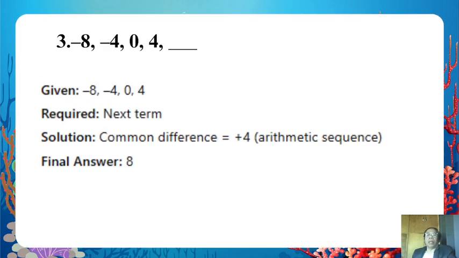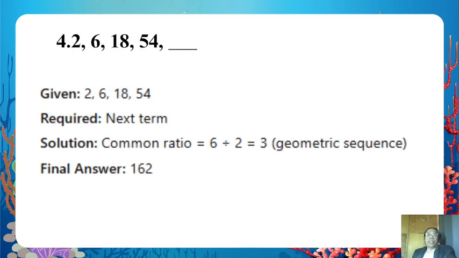Okay, so practice problem number 3. Negative 8, negative 4, 0, 4, and what's the next number? So we're given negative 8, negative 4, 0, and 4. Require the next term. So solution, common difference is plus 4. And that is an arithmetic sequence. So 4 plus 4 is 8. 8 is the final answer.